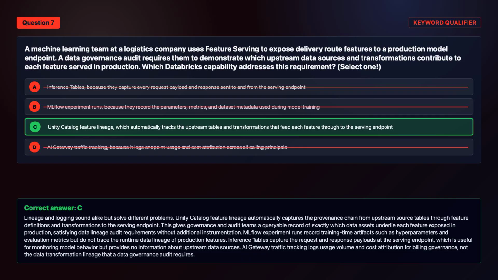MLflow experiment runs record training time artifacts, such as hyperparameters and evaluation metrics, but do not trace the runtime data lineage of production features. Inference tables capture the request and response payloads at the serving endpoint, which is useful for monitoring model behavior but provides no information about upstream data sources. AI Gateway traffic tracking logs usage volume and cost attribution for billing governance, not the data transformation lineage that a data governance audit requires.